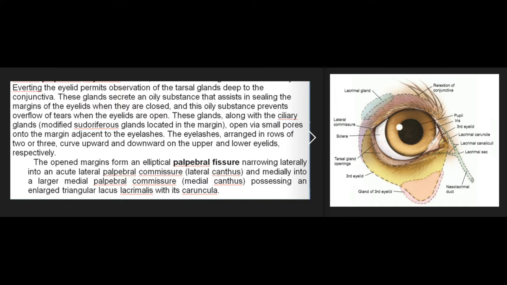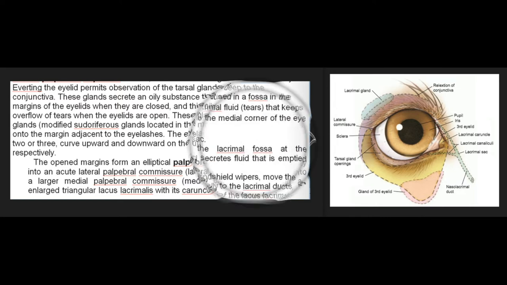These glands, along with the ciliary glands, modified sudoriferous glands located in the margin, open via small pores onto the margin adjacent to the eyelashes. The eyelashes, arranged in rows of 2 or 3, curve upward and downward on the upper and lower eyelids, respectively. The opened margins form an elliptical palpebral fissure narrowing laterally into an acute lateral palpebral commissure, lateral canthus, and medially into a larger medial palpebral commissure, medial canthus, possessing an enlarged triangular lacus lacrimalis with its caruncula.